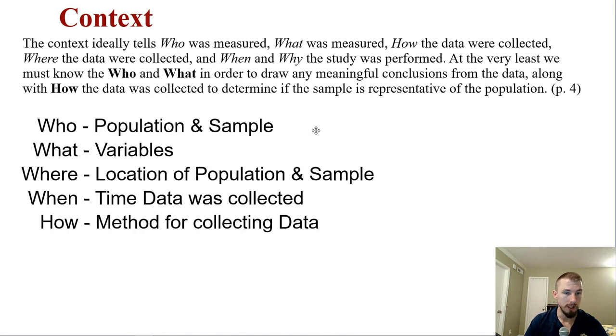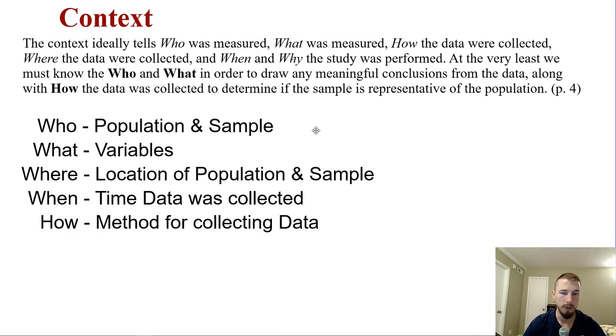All right, the context: the who, what, when, where, why, and how. So the who is the population or the sample. So what are we trying to draw conclusions on? We're talking about all U.S. registered voters. The sample is who we actually sampled and gathered information from. The what is going to be the variables. What questions did we ask them? What responses did we get back? What did we measure? Stuff like that.